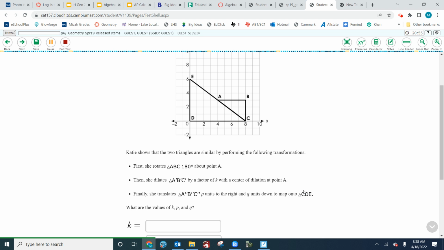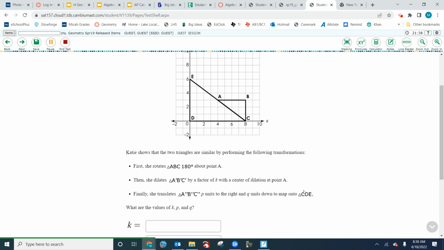Let's take a look. So we have triangle ABC. First, she rotates triangle ABC 180 degrees about point A. This is weird because they're trying to get you to think outside the box here. We've always rotated and dilated from the origin, right? But what happens if you rotate about point A? Remember how I explained it like a clock? Point A is now the very center of that clock. As that hand rotates, the center of the clock doesn't change, right? All the hands are attached at the center. That point doesn't change, does it?